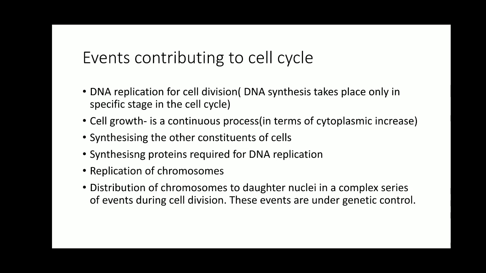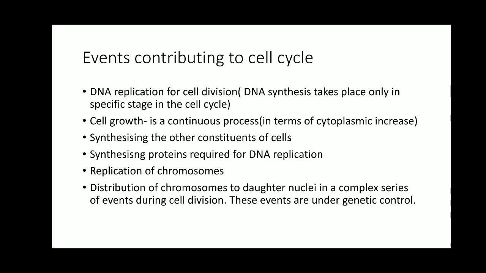So, the basis for the genetic material is DNA. Now, how can the DNA be distributed to two daughter cells? When it is replicated or duplicated, then only it can be divided into two daughter cells. So, one of the most important events in the cell cycle is DNA replication for cell division purposes.